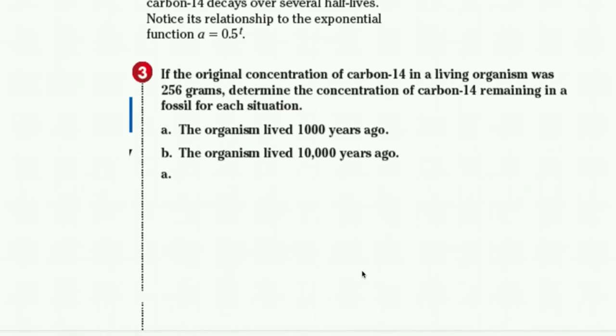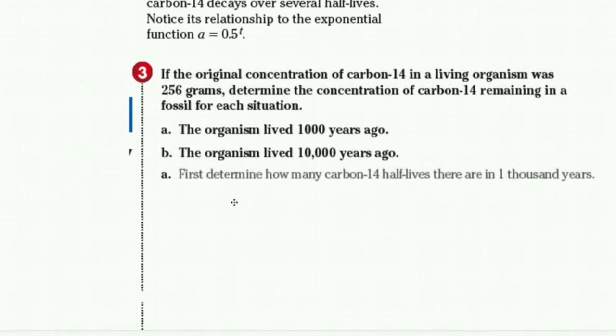Let's say the organism lived 1,000 years ago, and the organism lived 10,000 years ago. So let's answer letter A. The organism lived 1,000 years ago. First, determine how many carbon 14 half-lives there are in 1,000 years. We get 1,000 and divide that by 5,730. So there are approximately 0.1745 half-lives in 1,000 years.